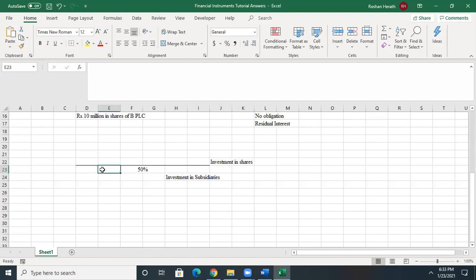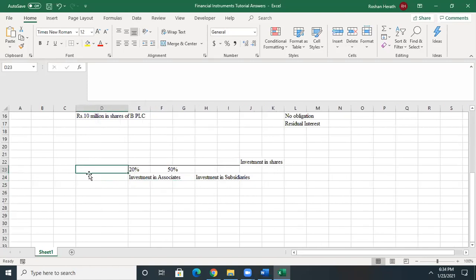If your investment ranges, as a rule of thumb, from 20% to 50%, we call it investment in associates. There can also be joint ventures, where there is joint control. If your investment is less than 20%, this is where the financial instrument lies. So this is where you can find financial assets, and consequently the financial instrument standard comes into play.